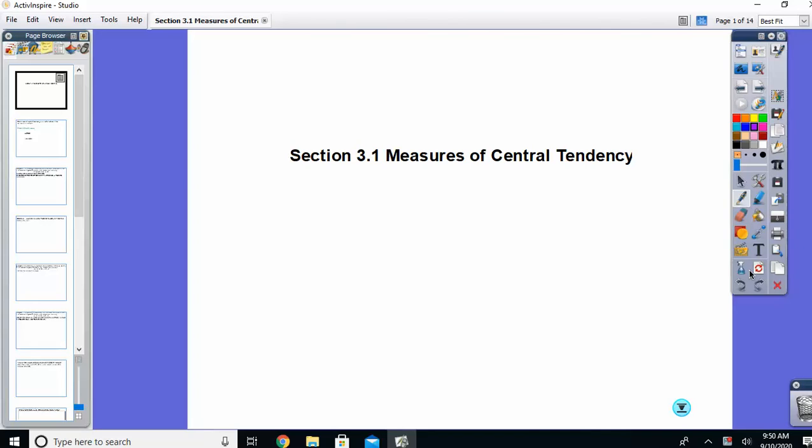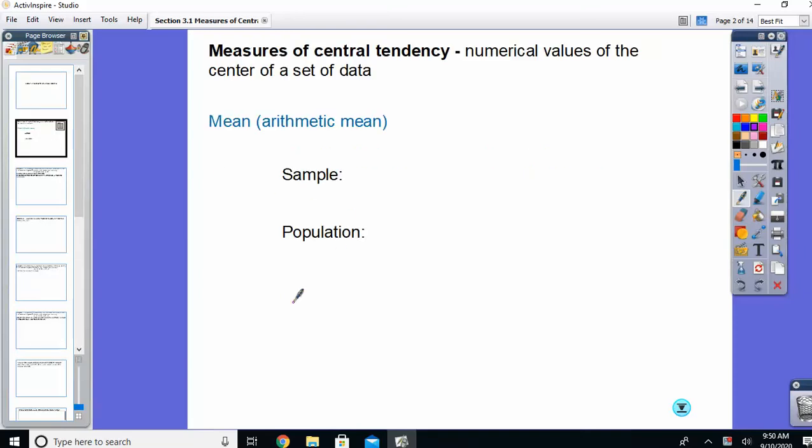Okay, measures of central tendency. So this stuff, everything we're doing today, you've pretty much seen before. Measures of central tendency is just a numerical way to find the center of your data, to find the middle. So the first one is mean. You guys have all heard of a mean, right?